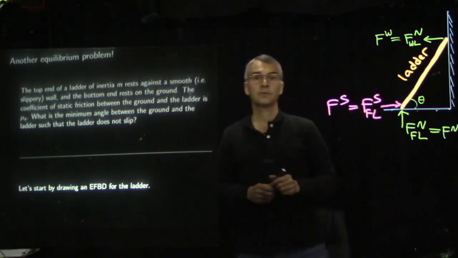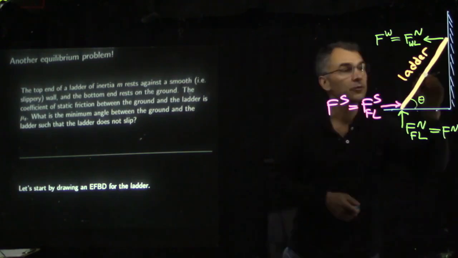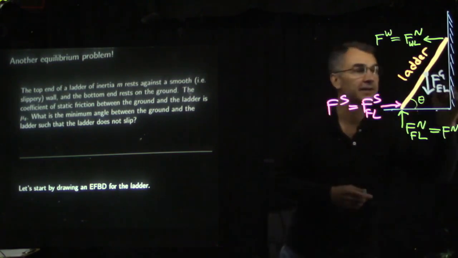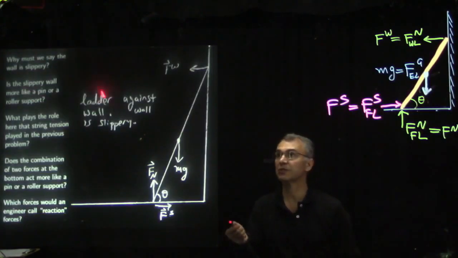I'll just call it F static. We need one more force, which is the weight of the ladder. So we'll draw that at the center of mass of the ladder. This is the gravitational force by the earth on the ladder, and we'll just call that mg. Now we can compare with my pre-drawn diagram.